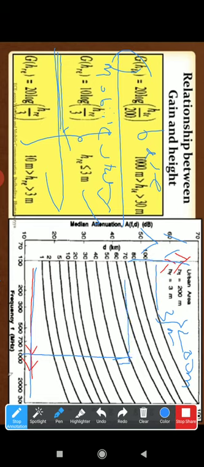and draw the perpendicular to the y-axis. At the point where it touches, the value of Amu is around 43 dB, read from this axis. The distance d is 50 kilometers, and the frequency which I have taken here is 900 megahertz.